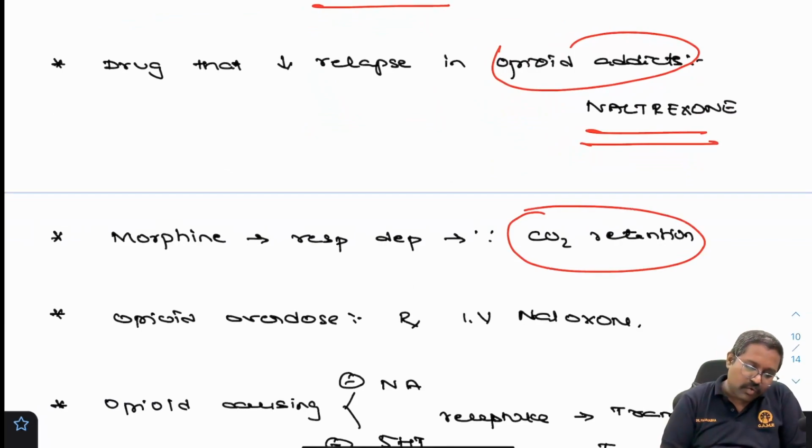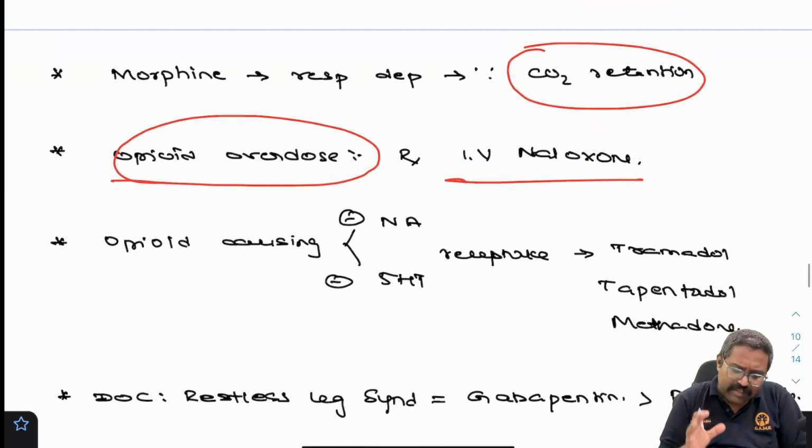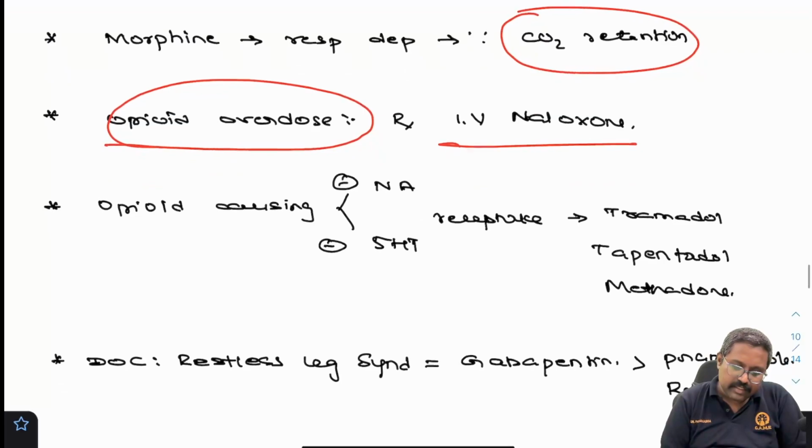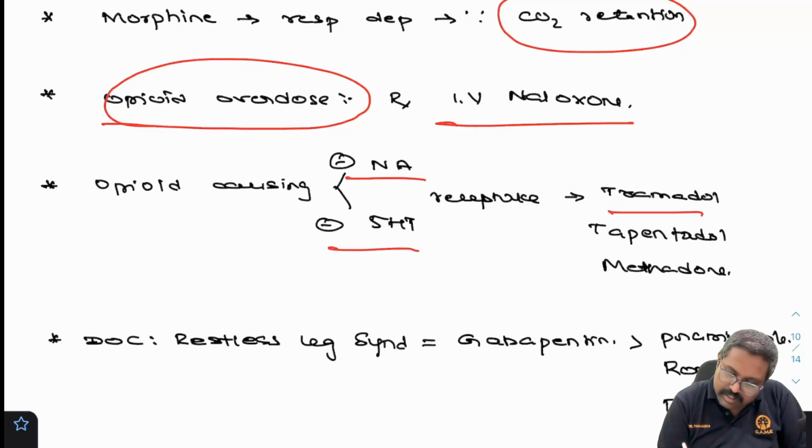So what is the antidote for opioid overdose? The antidote will be your IV naloxone. So whenever there is a opioid toxicity, you give naloxone. Is it clear? Okay. If opioid causing the inhibition of noradrenaline, inhibition of serotonin reuptake, they are seen with the tramadol, tapentadol, and methadone.